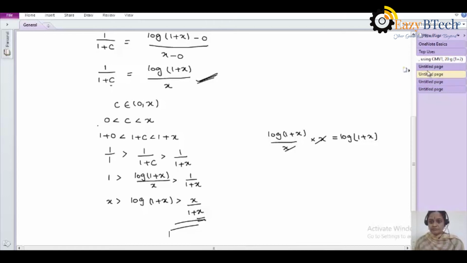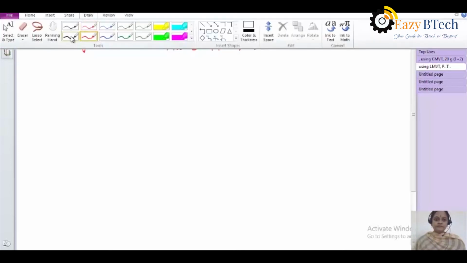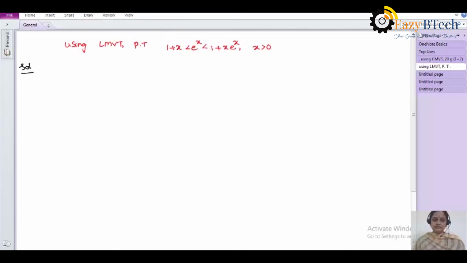So, one more proof. Using LMVT, prove that 1 + x < e^x < 1 + x e^x, where x > 0. This is also an important question for you. All proofs in this theorem are very, very important for you.